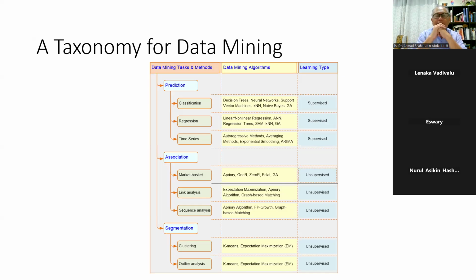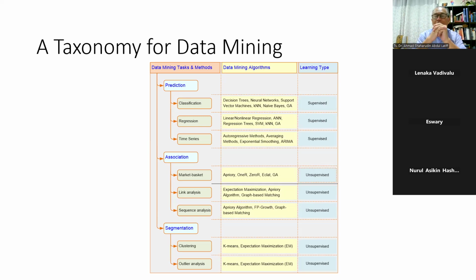What are the data mining tasks? We have prediction, association, and segmentation. For prediction, we have classification, regression, and time series. All this prediction uses supervised learning as the machine learning type. Supervised learning means that there is a target. Usually it is meant for classification, which is categorization. Then regression, where you see relationships, and time series.